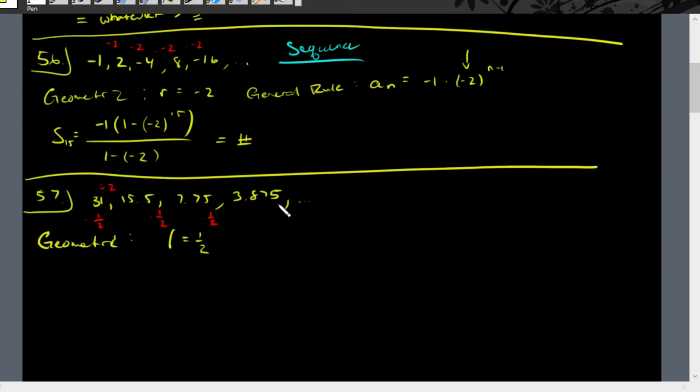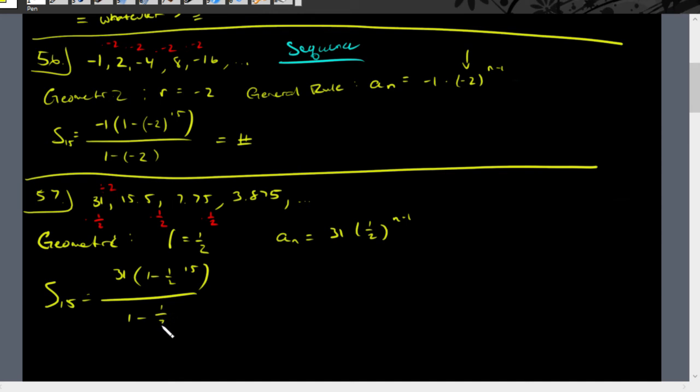So, now the general rule, A sub n equals A sub 1 times R raised to the n minus 1 power. Well, A sub 1 is 31. R is a half, n minus 1 power. Excellent. And the sum of the first 15 terms is the first term, 31, times 1 minus R, which is a half, to the 15th power, all over 1 minus R.